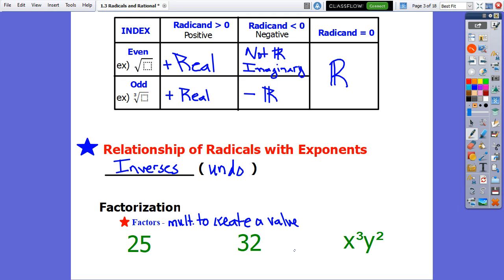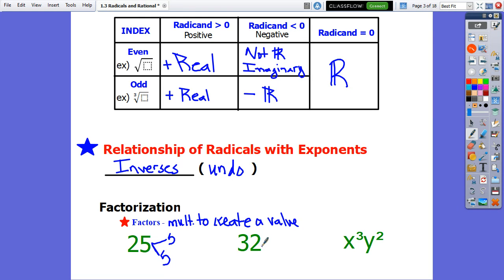Okay, so when we talk about factors with numerical values, what we say is what it's made up of. In other words, what numbers is 25 made up of? Well, 5 times 5. So what we say is 5 and 5 are factors.